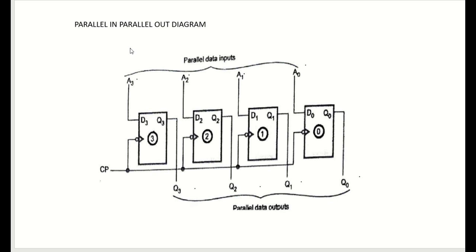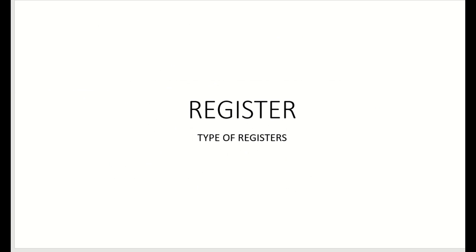When we apply the input as 1 0 1 1 and press a clock pulse the first time, we get the output as 1 0 1 1. When we apply the input again as 1 1 1 1 and press a clock pulse the second time, we get the output as 1 1 1 1. That's all about the parallel in parallel out register. Thank you. This is all about registers and types of registers.